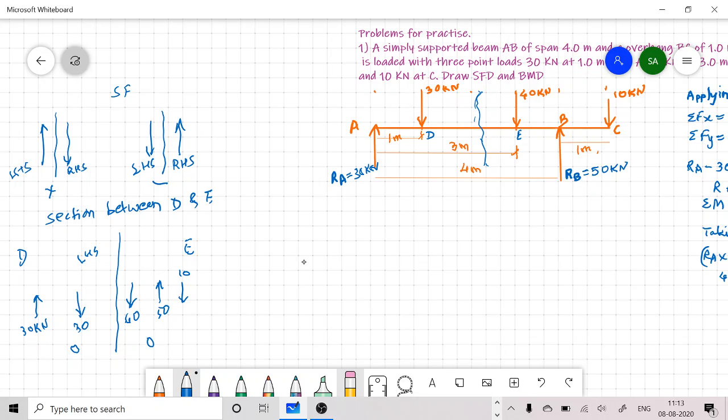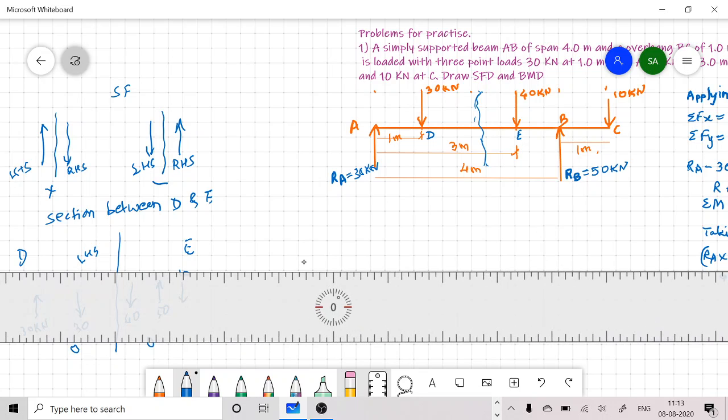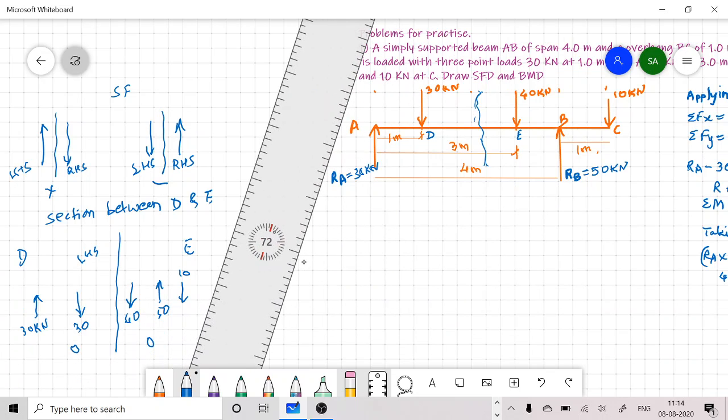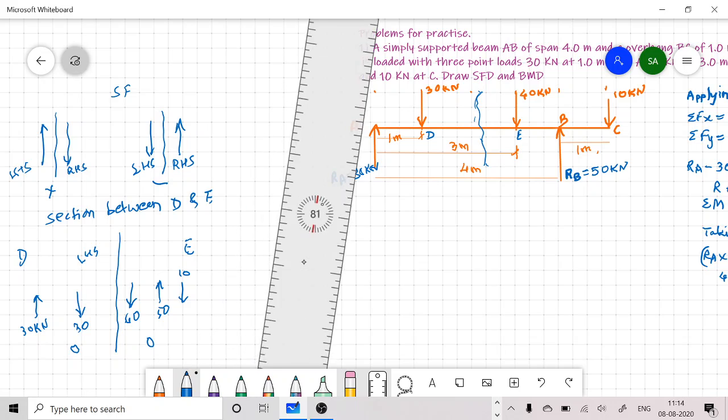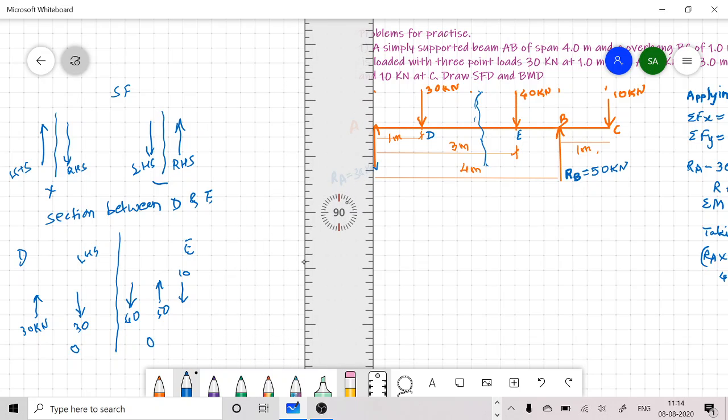Likewise you can find the shear force at any section. The shear force at a section is the algebraic sum of all the vertical forces either to the left or to the right of the section. Similarly, you can find, this is simple mathematics. Assume this sign convention, and decide whether the force is positive or negative.